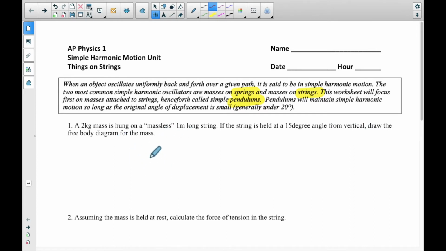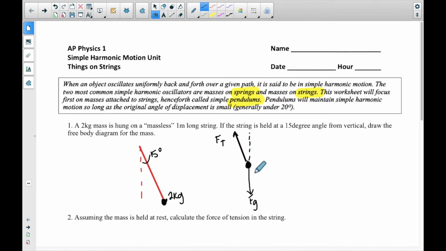So again, that is a review, but let's draw our vertical line. Our mass is being pulled at a 15-degree angle. Here's a diagram of what's going on. Let's take that 2 kilogram mass and draw a free body diagram. What are the forces acting upon that mass? Well, of course, we have the force of gravity acting downwards. And then we have the force of tension acting at this 15-degree angle. Here's what our free body diagram looks like so far.